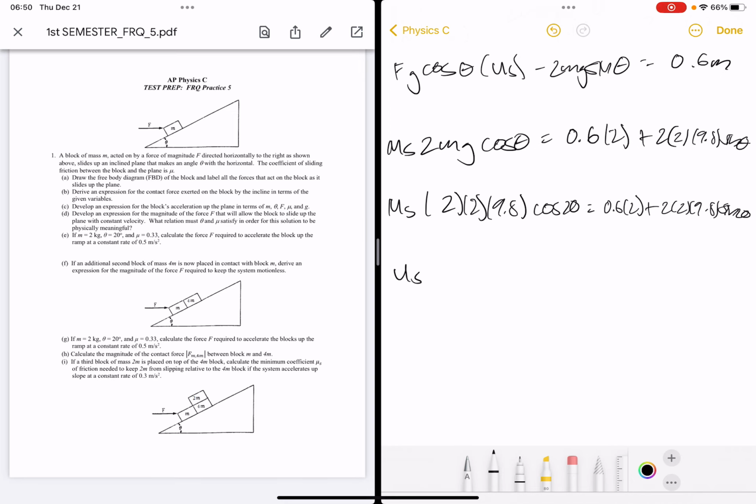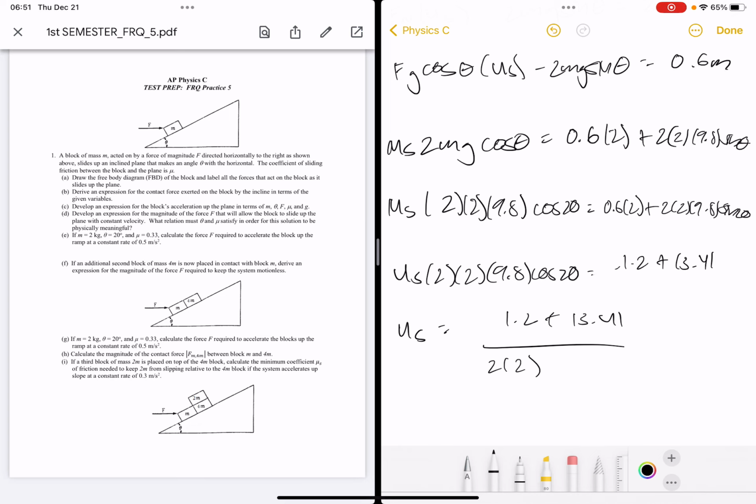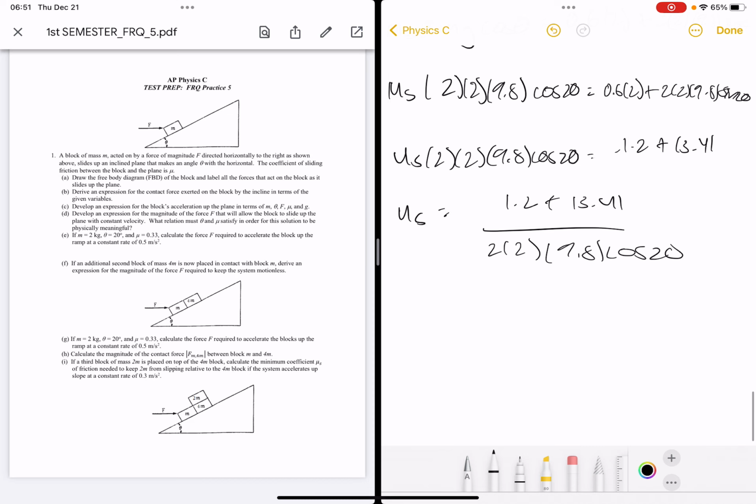Mu s of this, we don't need that. It's equivalent to 1.2 plus 13.41 over 2 to 9.8 cosine. Just equals to that. My bad. And finally, we use 1.2 plus 13.41. We divide that, and once we do this, we get mu s. I'll write a nicer one. Mu s equals 0.397.